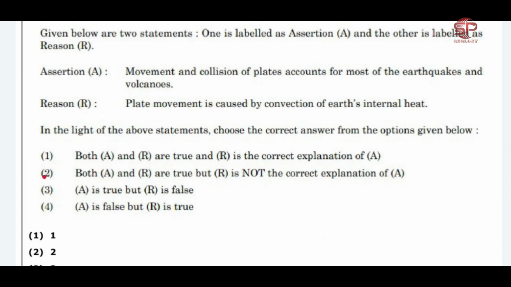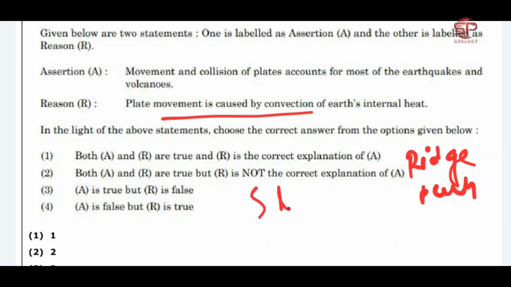The plate movement is caused by convection of Earth's internal heat. Obviously, it is formed by convectional flow of magma. The movement of plates also has two other reasons, ridge push and slab pull. Ridge push applies at a divergent plate boundary, and slab pull applies at a convergent plate boundary. These are also two reasons for plate movement other than convection.